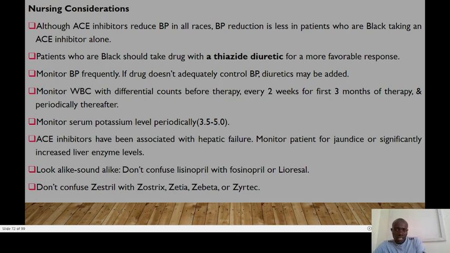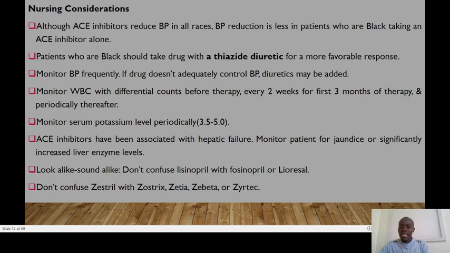Okay. What are some of the nursing responsibilities for a patient who is using lisinopril? So although ACE inhibitors reduce BP in all races, BP reduction is less in patients who are black and who are taking an ACE inhibitor alone. So patients who are black should take the drug with a thiazide for a more favorable response. So you have to monitor the BP frequently. If the drug doesn't adequately control the BP, diuretics may be added, and you have to monitor the white blood cell counts before the therapy, every 2 weeks for the first 3 months of the therapy, and periodically thereafter.